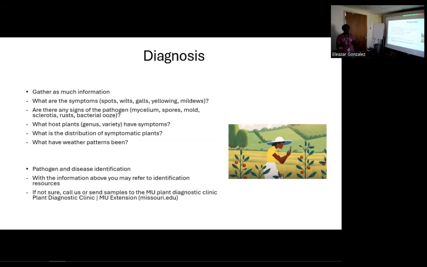Are there any signs? What is the host plant? What is the variety? How long have you had it? What have your practices been? Because all those things are very, very important for us to know to make an accurate diagnosis. And also, what has the weather been like?